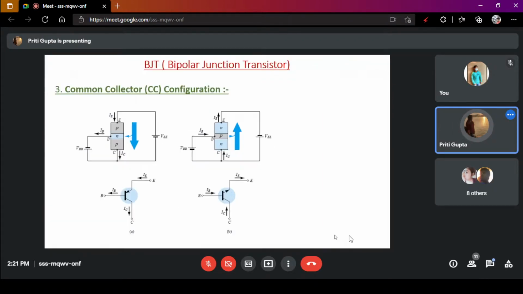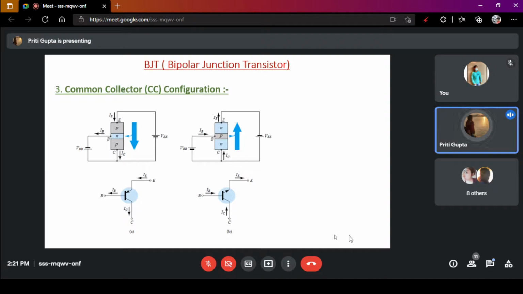Okay, so just write down this one and then we will discuss the problems. That is common collector configuration. This is the last type of configuration which could be possible in a BJT. CB, CE and CC: common base, common emitter, common collector. So this is CC configuration. Give a heading, common collector configuration, and just hear me out.